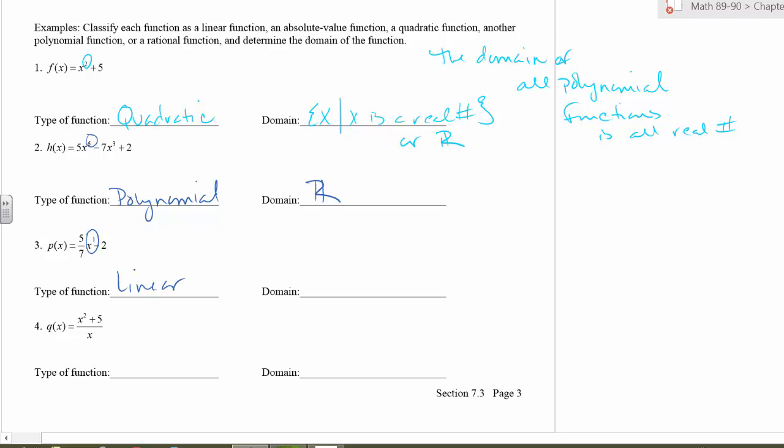So we could graph this. This would be a line. We would start at -2, b would be -2, and the slope would be 5/7. So again, domain is all real numbers.